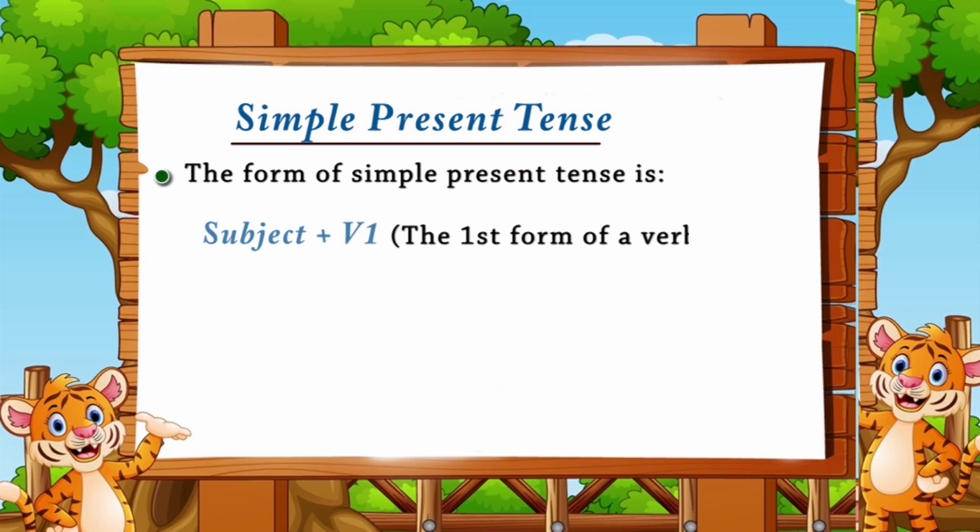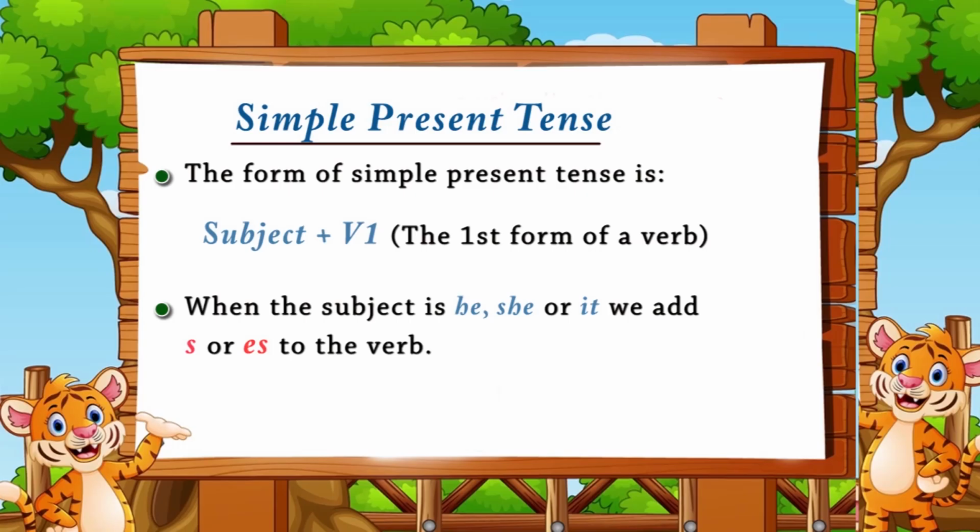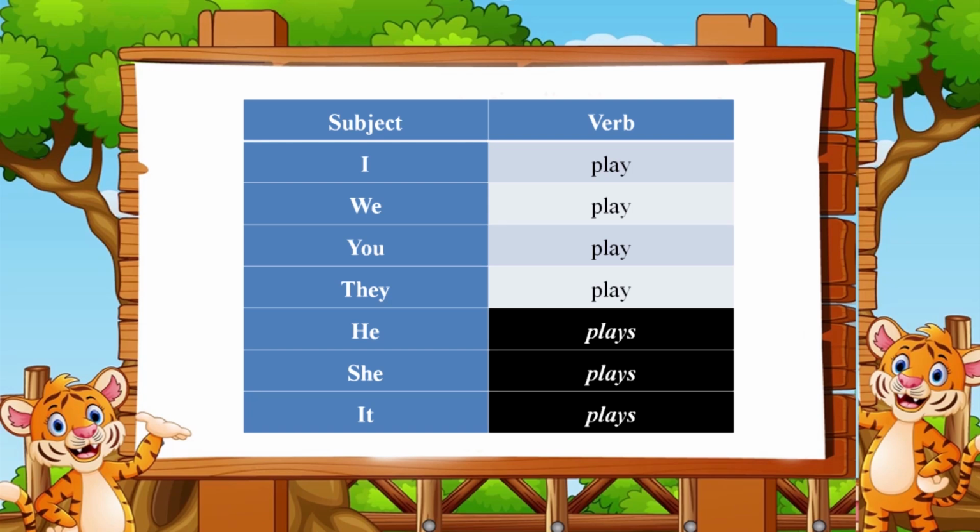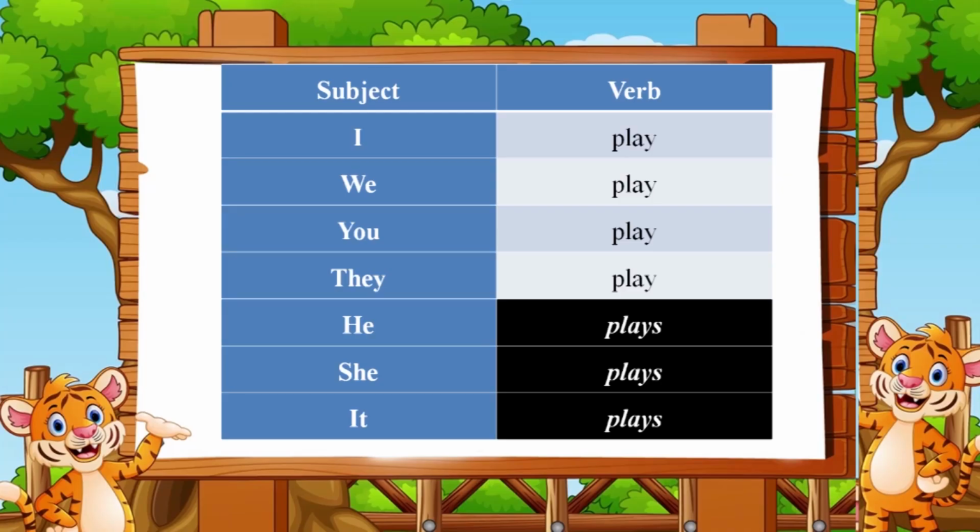Verb 1 means the first form of a verb. When the subject is he, she, or it, we add s or es to the verb. For example, if the subject is I, we use play, not plays. If the subject is we, the same. We do not add S or ES. You, we do not add S or ES. We use play. If the subject is they, we do not add S or ES, it is play.